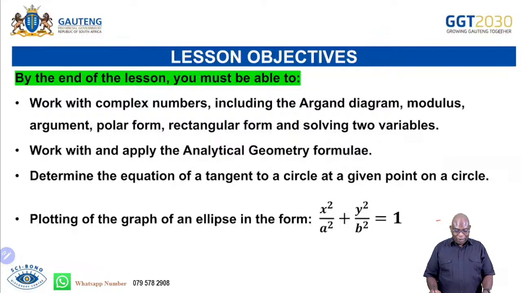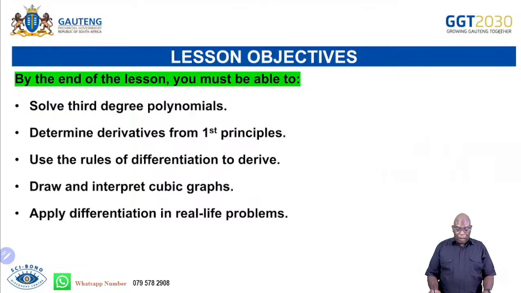We must be able to determine the equation of the tangent to a circle at a given point on a circle. In other words, because the tangent is a straight line, we need the equation of a straight line. We need to be able to plot the graph of the ellipse, which must be in the form x squared over a squared plus y squared over b squared equals 1. We also need to be able to solve the third degree polynomial that will help us in drawing the sketches, finding the x-intercepts of the sketches.